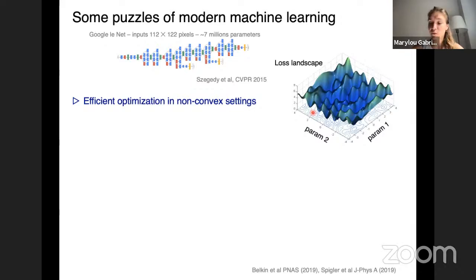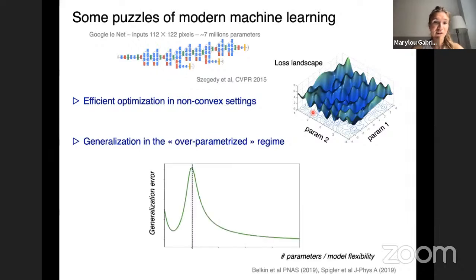And the second one I mentioned is about generalization, and precisely in the overparameterized regime. So what am I talking about? I'm talking about looking at the generalization error that our learning method is going to have. That is, how well the learning methods will perform on data we haven't seen during the training. So how much we are able to go beyond the data we've seen during the training. And looking at how this quantity is evolving as we are increasing the number of parameters, or the flexibility, if you want, of the model that we are using for the learning.